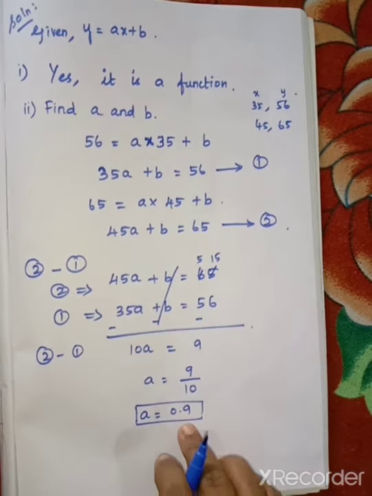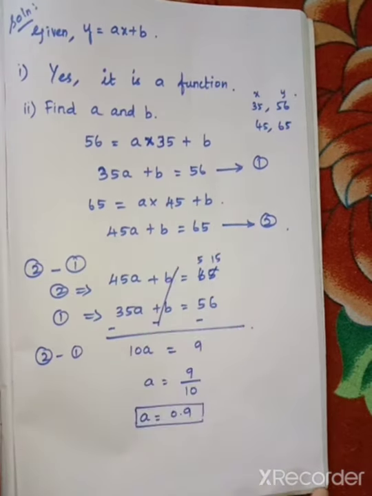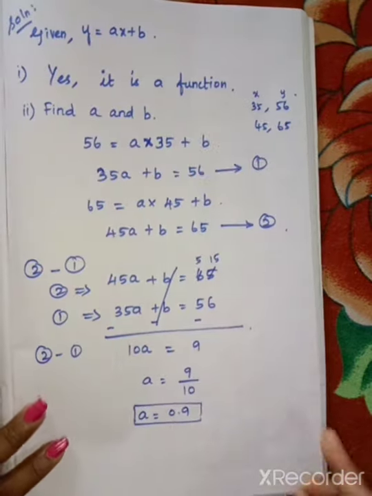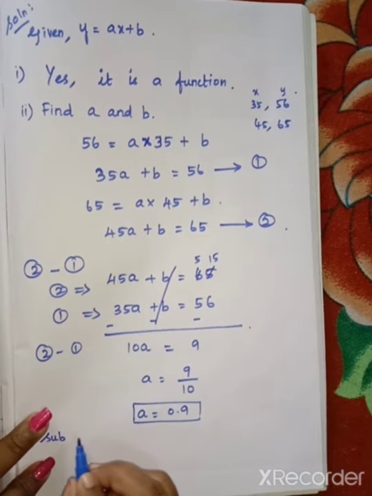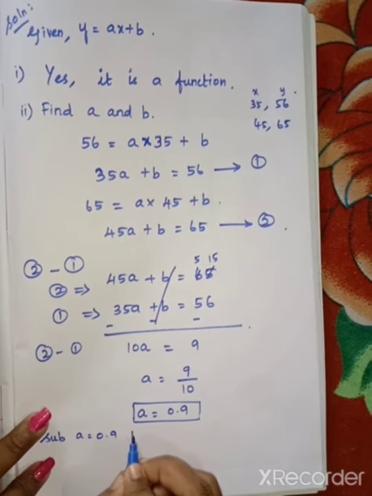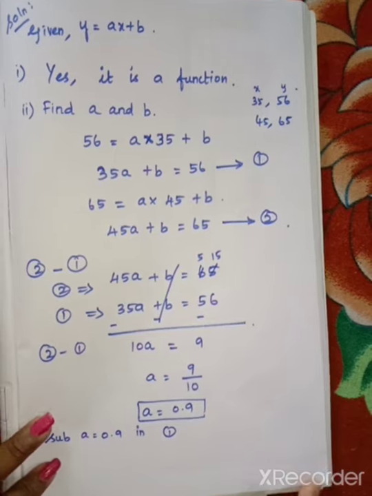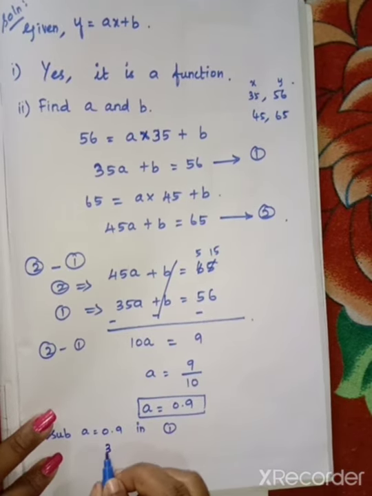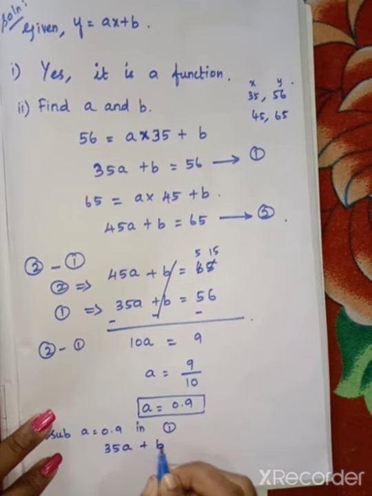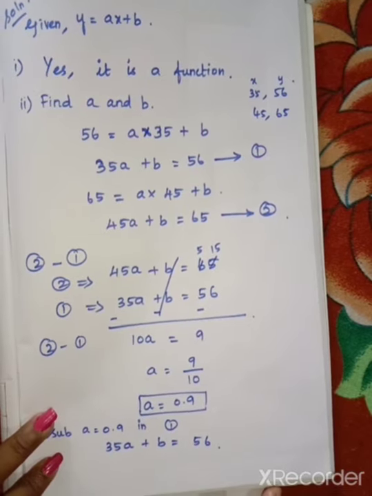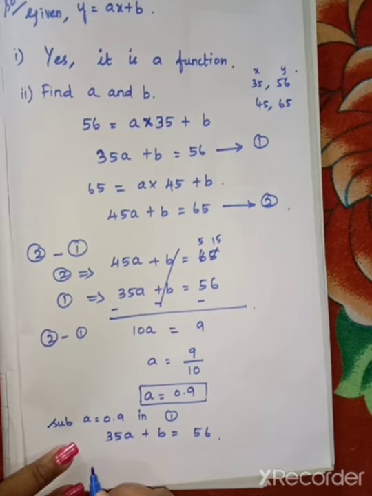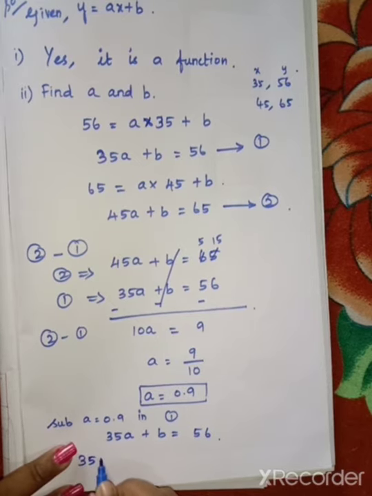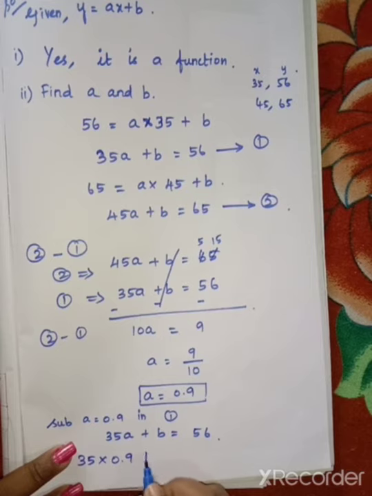From this we have to find the b value. So substitute in any one equation. Here I have chosen the first equation. So substitute a equal to 0.9 in the first equation. So the first equation is 35a plus b equal to 56. So in place of a, here you have to substitute 0.9. So 35 into 0.9 plus b equal to 56.